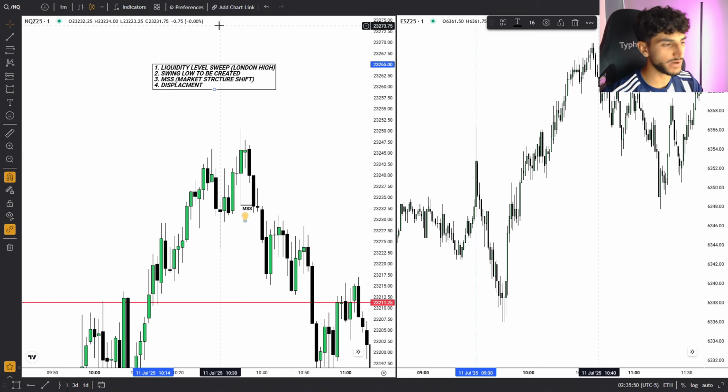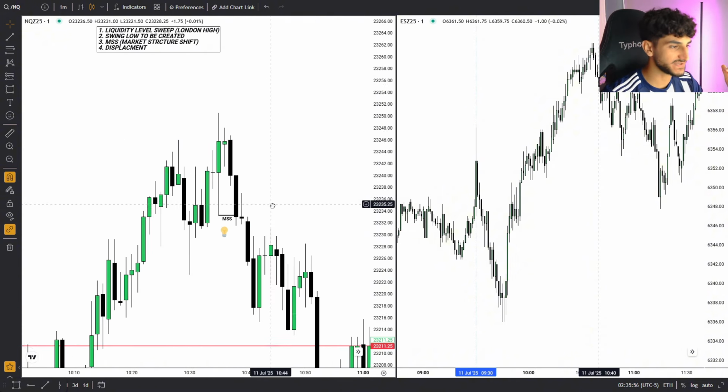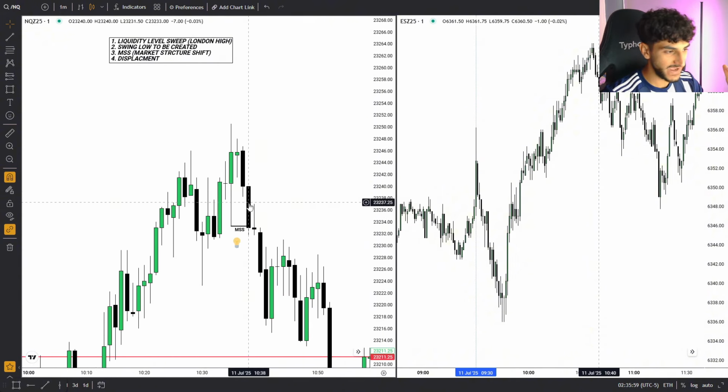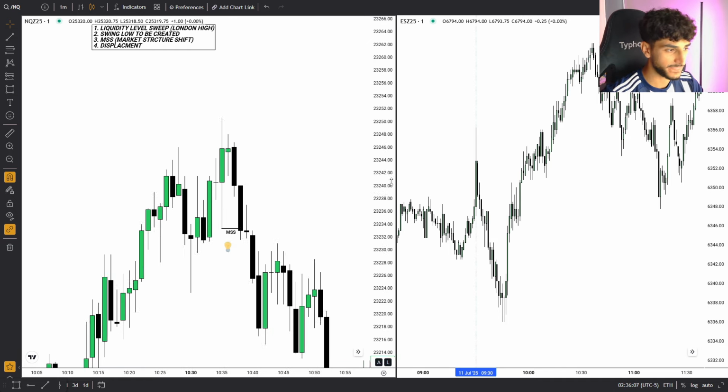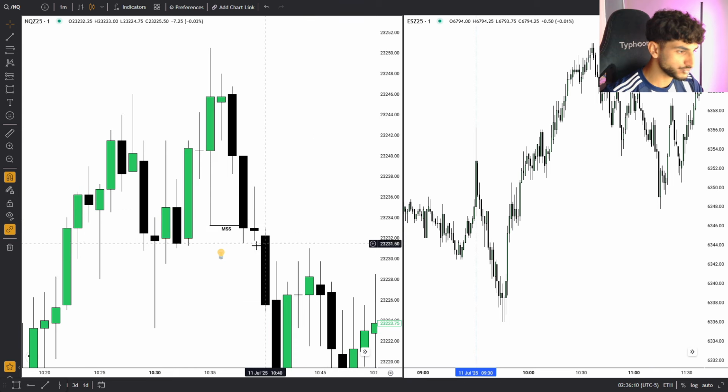So in this scenario here, I want to see a displacement and a market structure shift to the downside. And essentially what a market structure shift is, it's pretty much a candle that closes below this swing low. Okay, so it's a candle or a series of candles that close below this swing low right here. So as we can see, if we zoom in, we do get this candle right here at 10:38 close below this swing low right here.